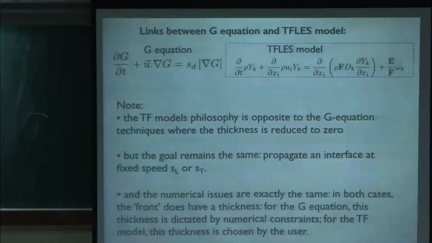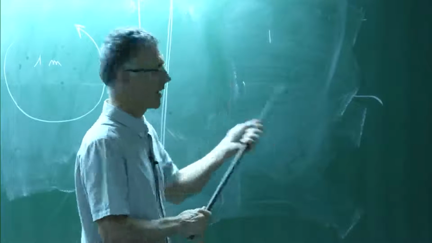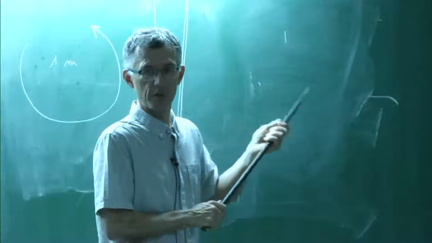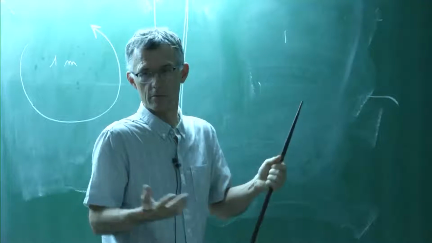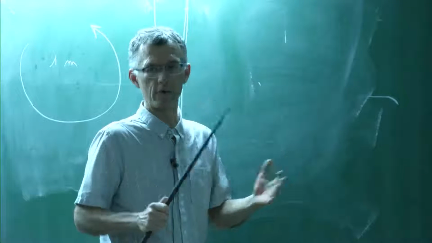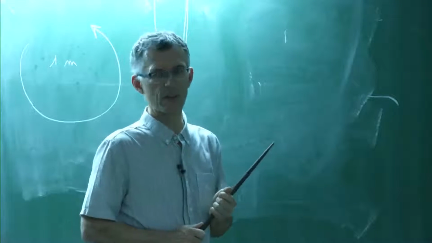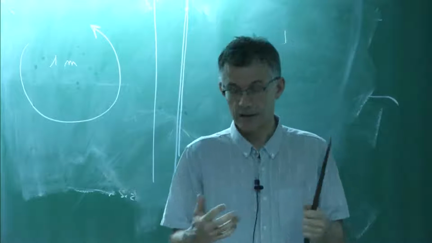I have a question. So from the G equation, how do you recover the scalars? You don't. The scalars are not important. You only have G. So in other words, if G is less than G0, C equals 0. If G is more than G0, C equals 1. It's a premixed flame, so you don't have any additional scalar in addition to C.